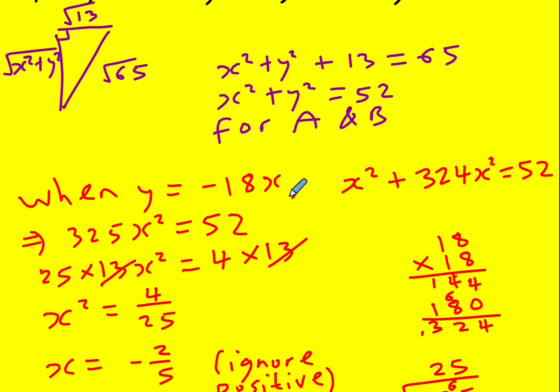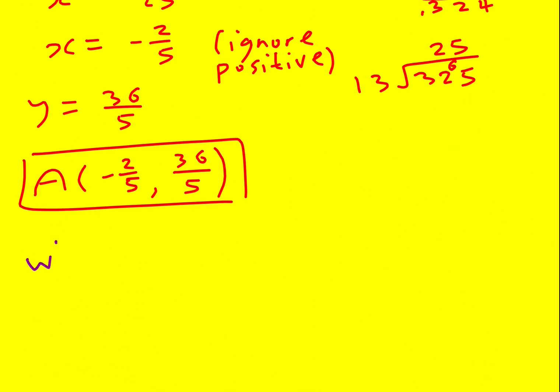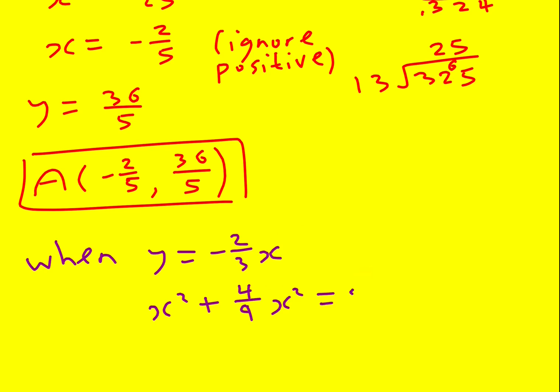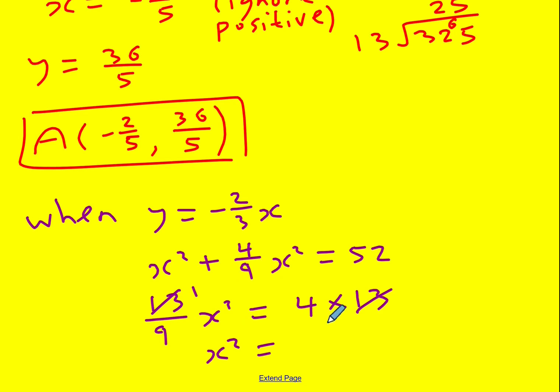We've now got to do the same again, but when y is equal to minus 2/3 x. So if I square this, I get 4 over 9. And that, I think, was equal to 52. So this is 9 over 9, so it's going to be 13 over 9 x squared equals 52. Remember, it was 4 times 13, so I can again cancel the 13's out. Okay, this one's much quicker. X squared is going to be 36, so x is going to be minus 6.